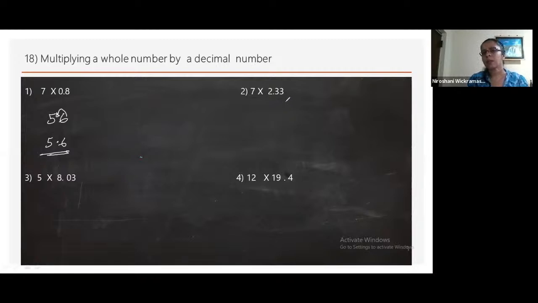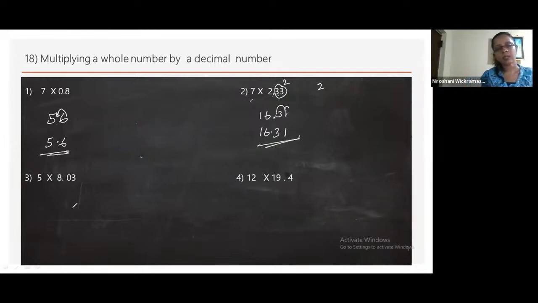Don't think about the decimal place first, just multiply 233 by 7. 7 times 3, 21, 2 remaining. 7 times 3, 21 and 2, 23, 2 remaining. 7 times 2, 14 and 2, 16. How many decimal places do you have to separate? Here you can see 2 decimal places after the decimal point, so separate 2 decimal places. 16.31 is the answer here.